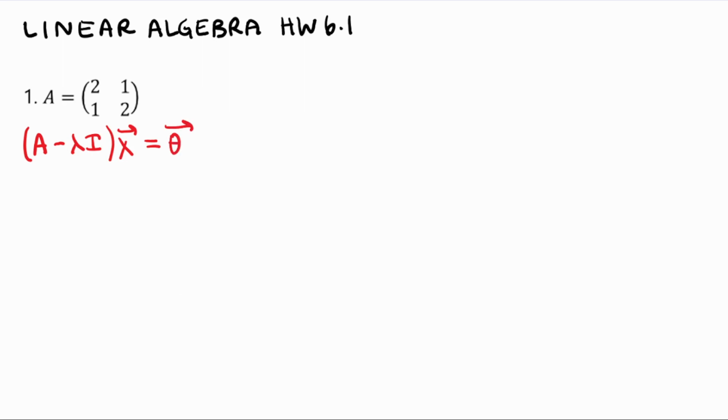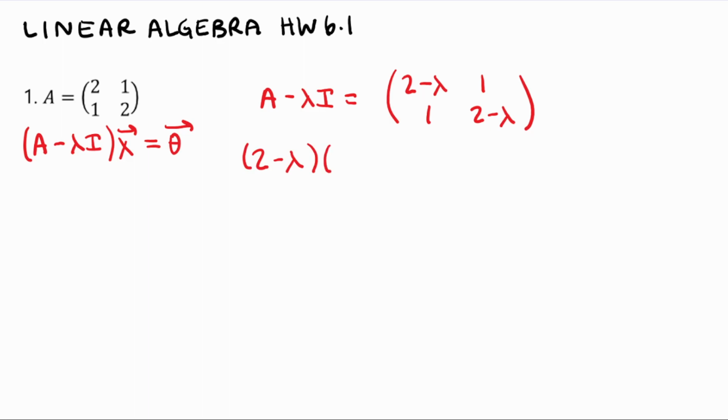Okay. So we're going to start off with A minus lambda I, and that's going to be 2 minus lambda, 1, 1, and 2 minus lambda. I'm going to find the determinant of that because if this is going to have interesting x values as solutions to that equation, then this matrix is going to have to be singular. One of the conditions for being singular is that it has a 0 determinant. So 2 minus lambda multiplied by 2 minus lambda, minus 1 times 1, needs to equal 0. That's going to be a quadratic polynomial that we can probably solve.